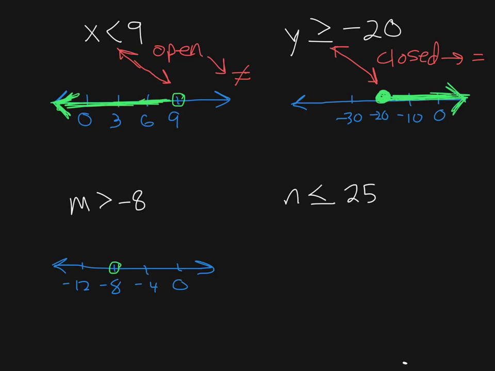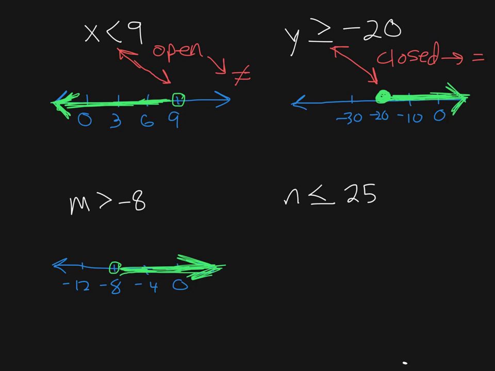And this has to be an open circle, remember, just like we had up here, it's always an open circle if it's not equal to, because m can't be equal to negative 8. We only want to shade in the numbers that are greater than negative 8. And that is going to be all of these numbers here to the right, right? Negative 4 is greater than negative 8. 0 is greater than negative 8. And go ahead, shade those in.